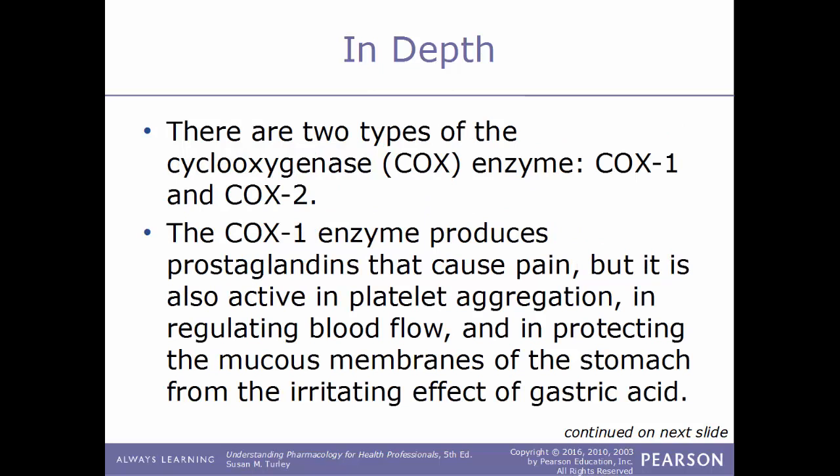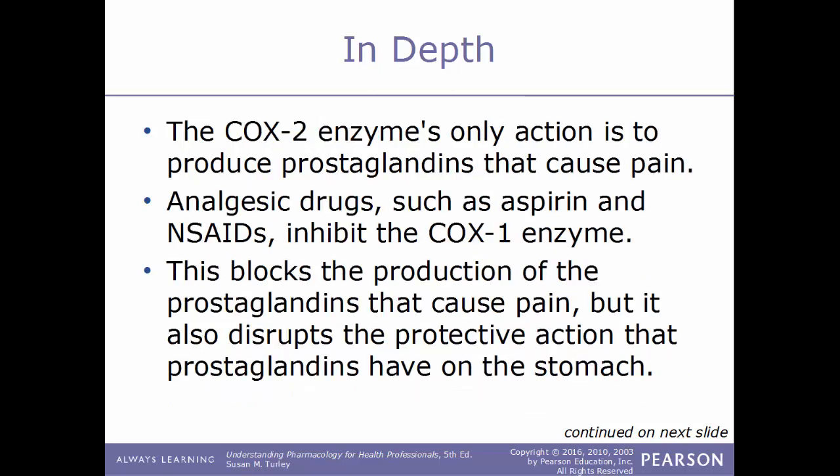They're known as COX-1 and COX-2. Now the COX-1 enzyme produces prostaglandins that cause pain, but it is also active in platelet aggregation, regulating blood flow, and in protecting the mucous membranes of the stomach from the irritating effect of gastric acid. Now COX-2, its only action is to produce prostaglandins that cause pain.